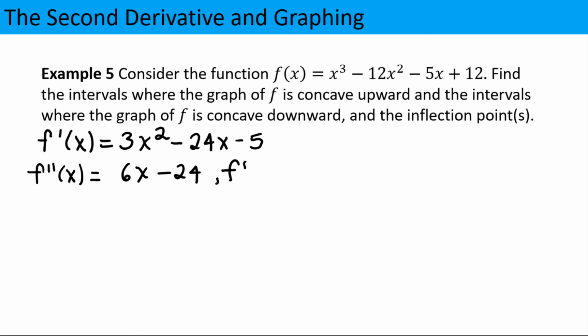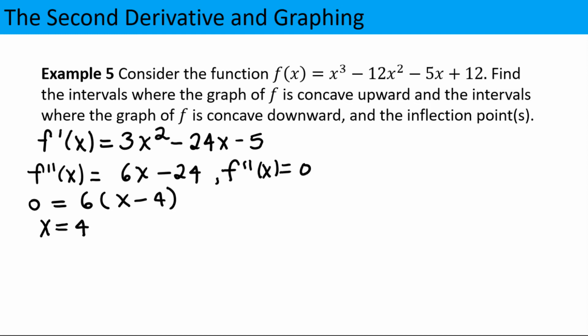We need to set the second derivative equal to 0. So 0 is equal to, let's go ahead and factor out the common 6, and we get 6 times the quantity x minus 4. Continuing to solve, we get a critical value of x equals 4.